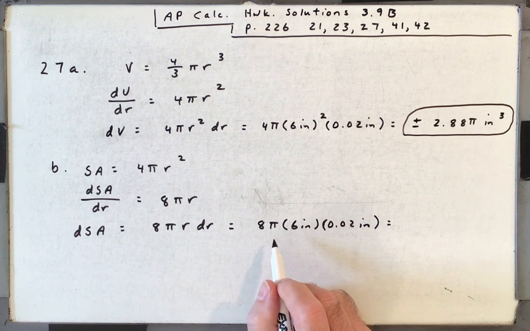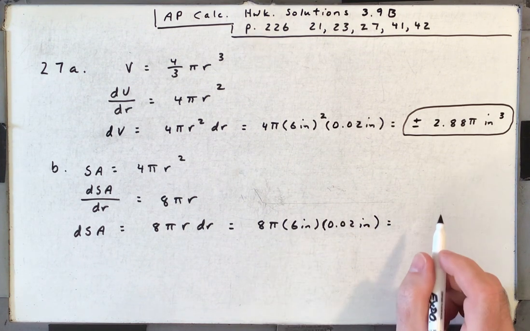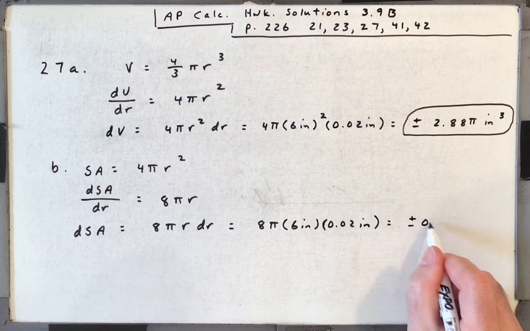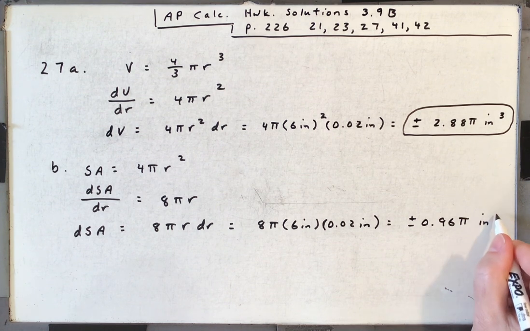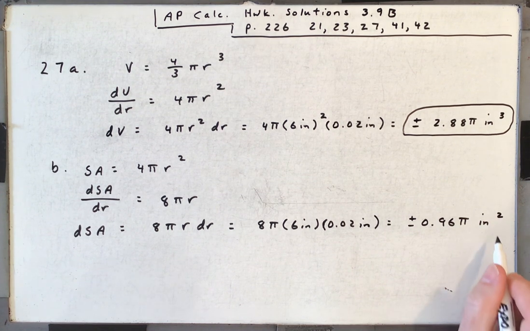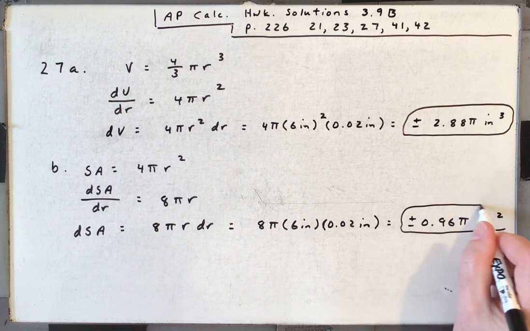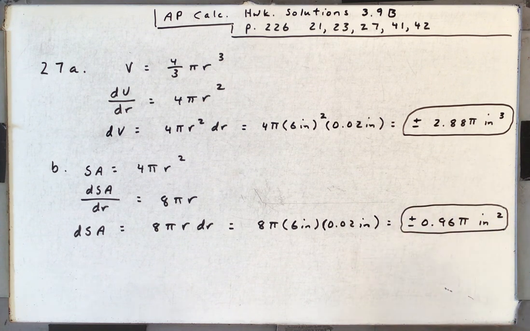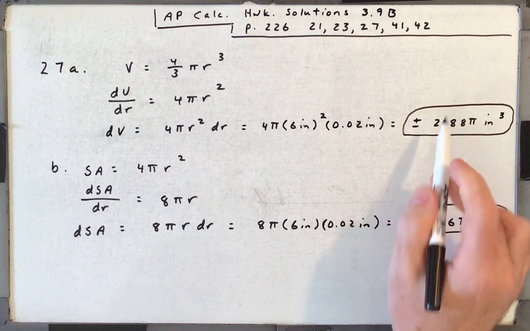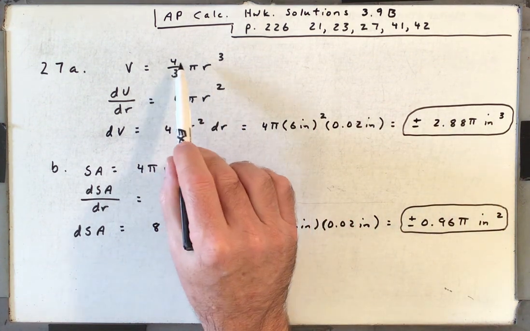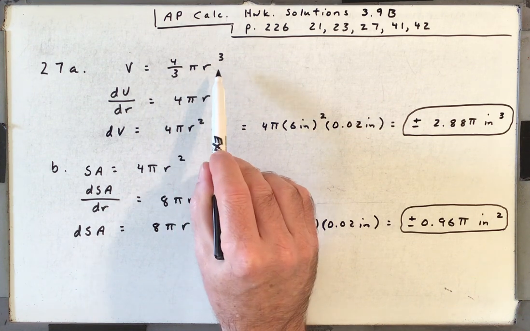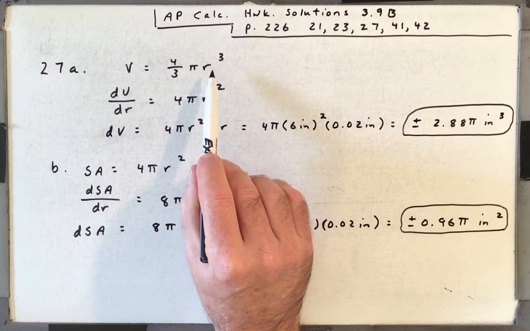Okay, I'm going to leave it in terms of pi, but that is going to be plus or minus 0.96 pi, and it would be its area, so it would be inches squared. All right. Now, sometimes you might be asked to do it in terms of the error of the volume. You might actually want to calculate the volume.